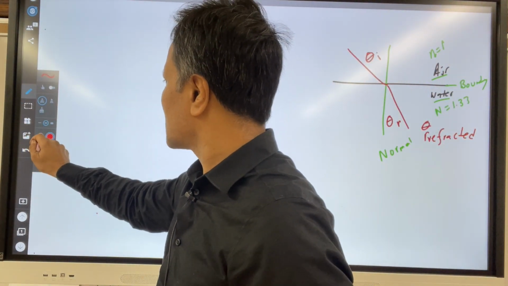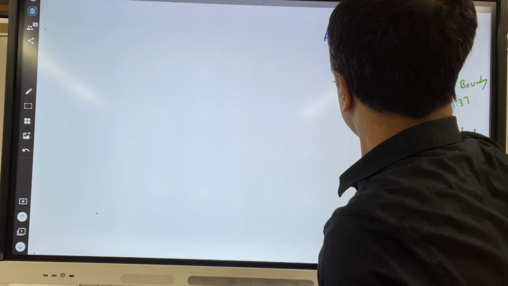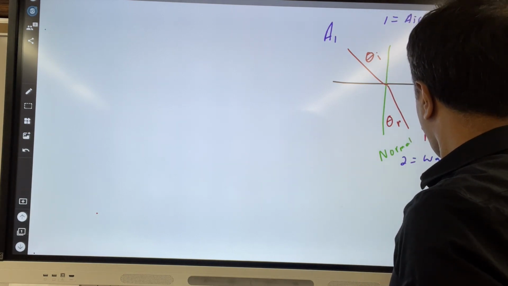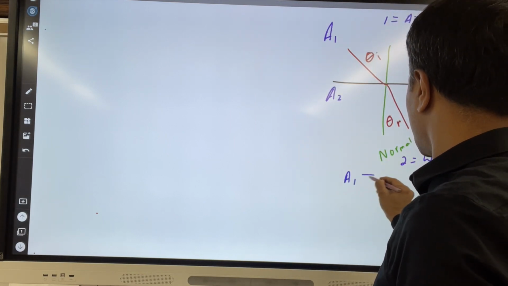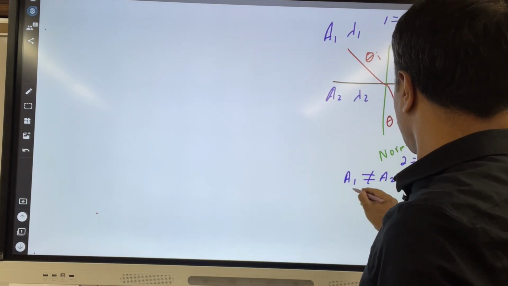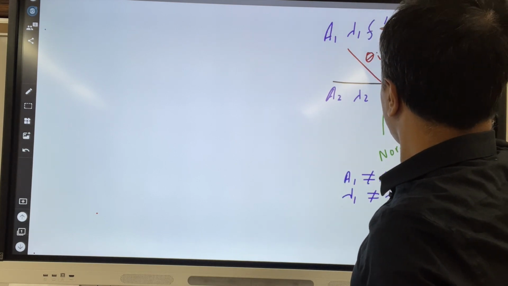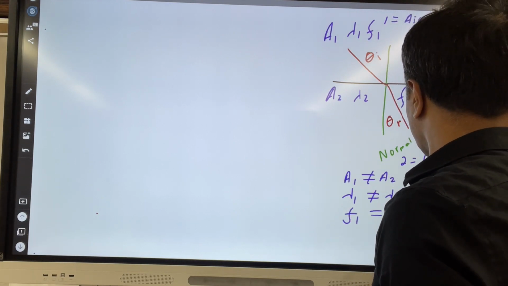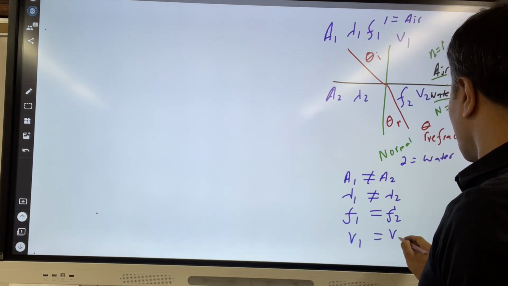Let's make a list. Number one, we're going to discover that the amplitude A, by the way, 1 is equal to air and 2 is equal to water. Amplitude 1 and amplitude 2. So you're going to write amplitude 1 is not equal to amplitude 2. We're going to write lambda 1 is not equal to lambda 2. We're going to write frequency 1 actually equal to frequency 2. We're going to write velocity 1 is not equal to velocity 2.